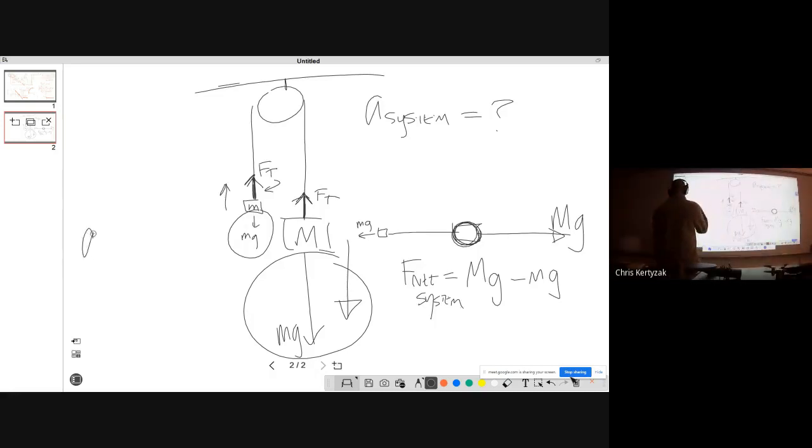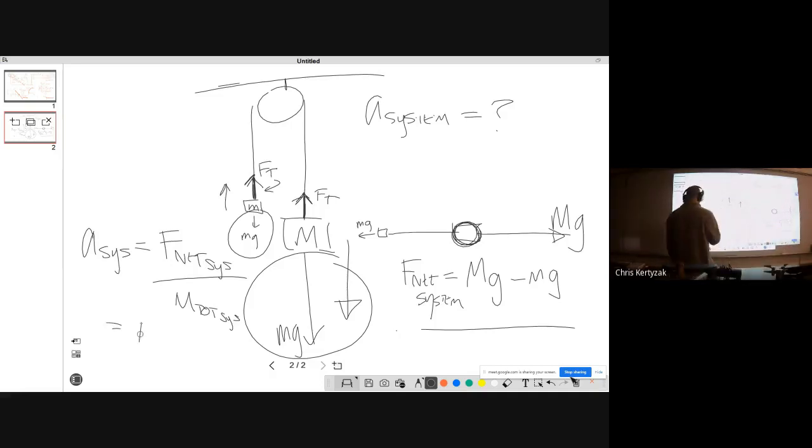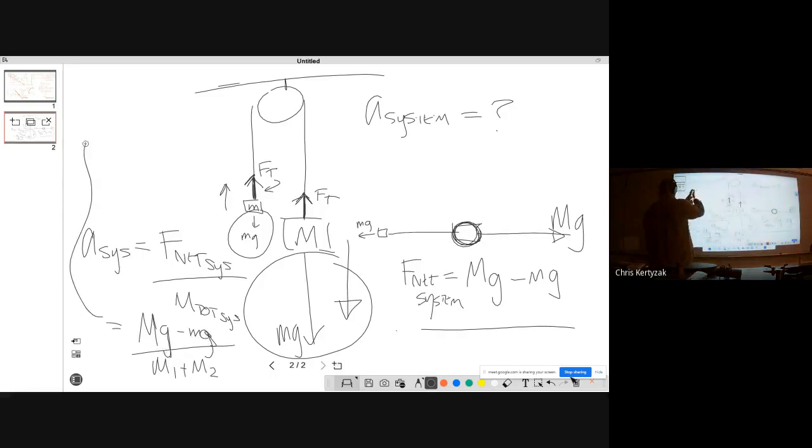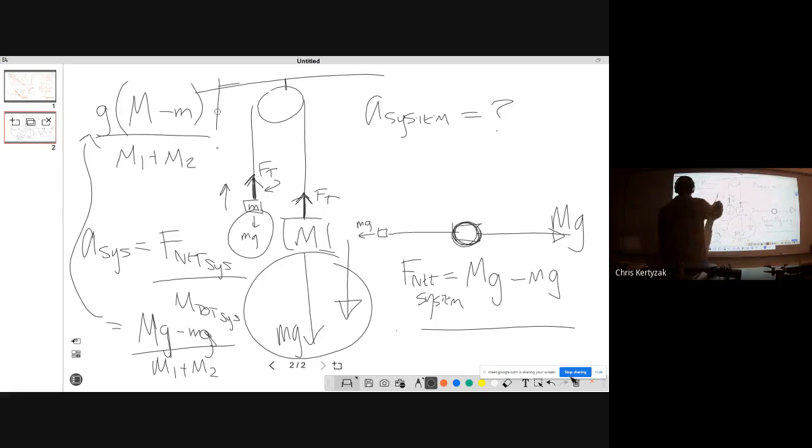So when you do the system, acceleration of a system is equal to the net force on the system divided by the total mass of the system. What is the net force on the system? I just did it over here. Big Mg minus little mg, all divided by, how would we represent the total mass of the system? M1 plus M2. They probably would ask you to simplify that, because you can technically factor out a g from both of these. The textbook would show it as g factored out, capital M minus little m, all divided by M1 plus M2. That is the acceleration of the Atwood machine.